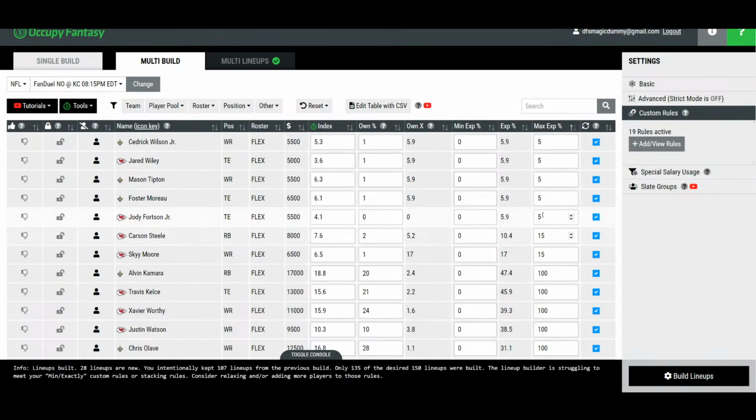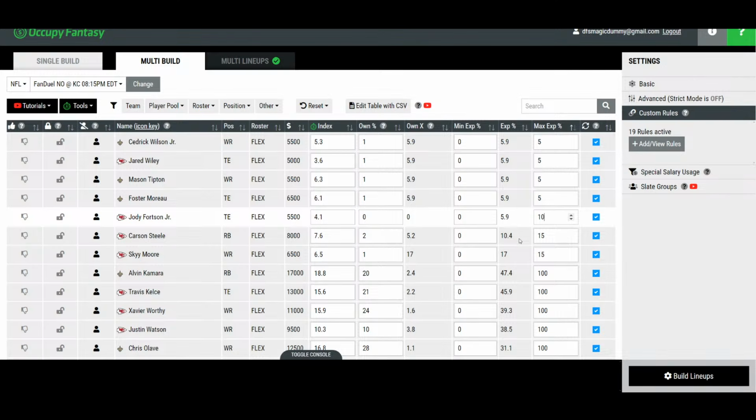Steele, let's give him 15. Fortson, remember, maybe we have a read on that. We'll go up to 10, and then Sky Moore will go 20. And then that should give us the rest we need. But that's just about do it. So once we do that, we'll have our 150. We've checked them. We've checked our exposures. And we should have a pretty good set of 150 lineups to throw into a 150 max GPP. Again, all of this applies to a 20 max GPP as well.